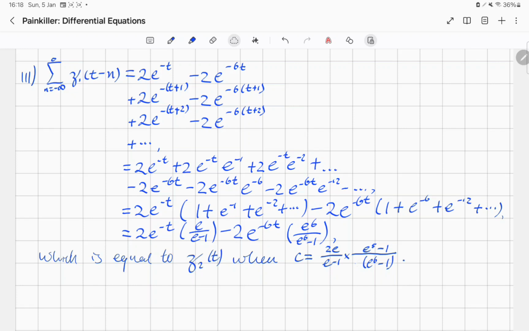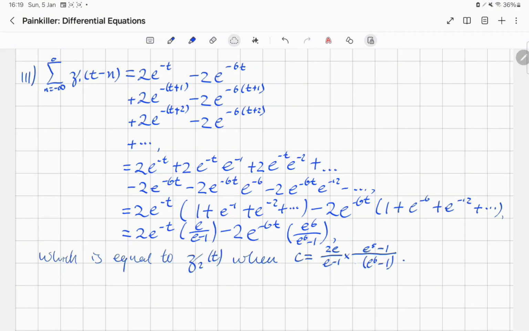Now we can move on to part 3. Firstly, we'll take the sum and we will expand it in reversing order from n equals 0 all the way down to n equals negative infinity. This should be equal to 2e to the negative t minus 2e to the negative 6t plus 2e to the negative (t plus 1) minus 2e to the negative 6(t plus 1). And of course, this will continue all the way towards t plus infinity.